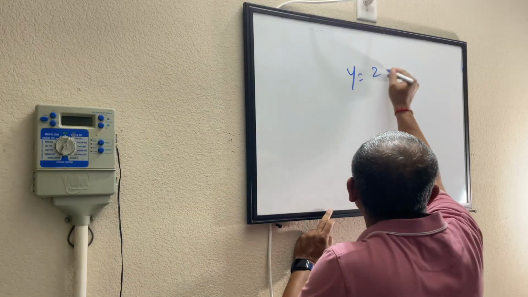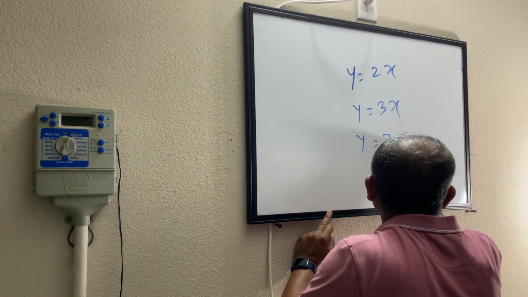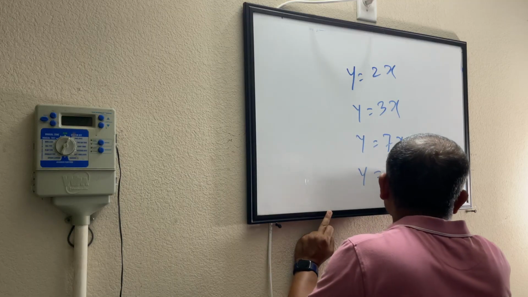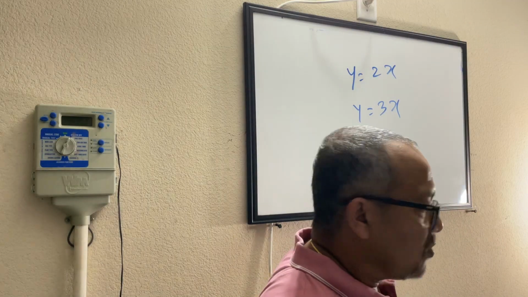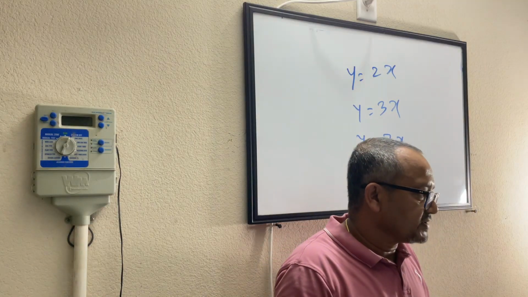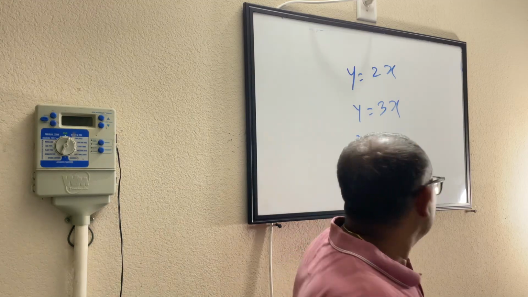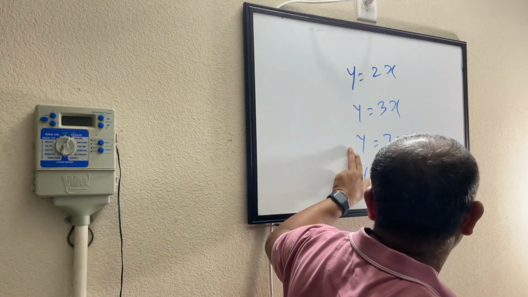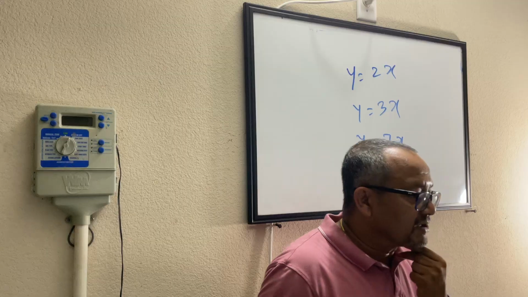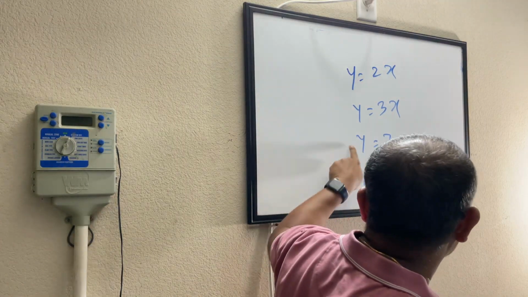Now let's go back to what the constants of proportionality are in all these 4 options that you see here. y equal to 2x, y equal to 3x, y equal to 7x, y equal to 9x. What is the constant of proportionality that you see in this, and this?